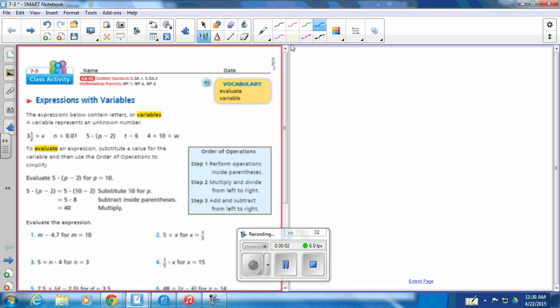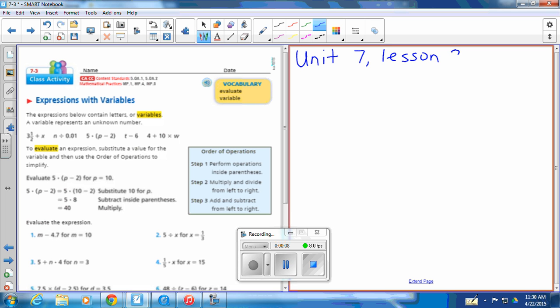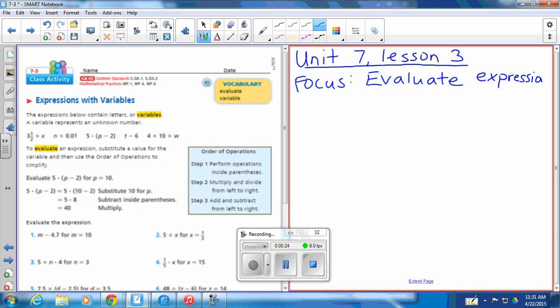Okay, so we are on Unit 7, Lesson 3. And for this lesson, our focus is to evaluate expressions. We are actually also going to write them as well, so let's put write and evaluate expressions.